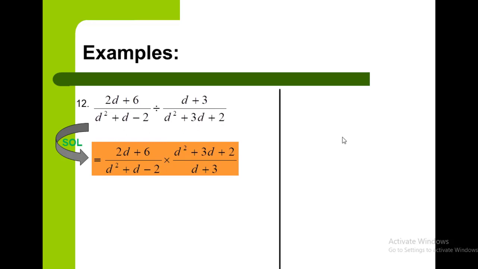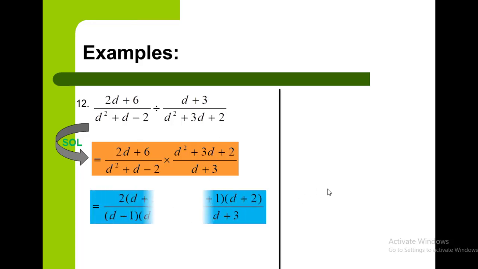Another example, (2d plus 6) over (d squared plus d minus 2) divided by (d plus 3) over (d squared plus 3d plus 2). At first, we will change the symbol of division into multiplication. Then we write the second expression in its reciprocal: d squared plus 3d plus 2 will be the numerator, d plus 3 will be the denominator.